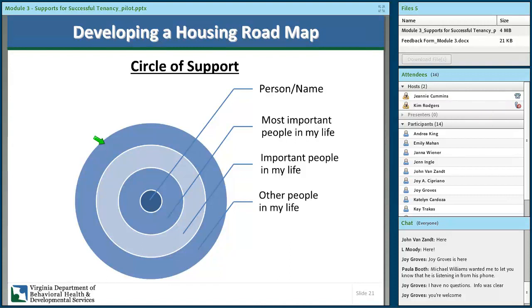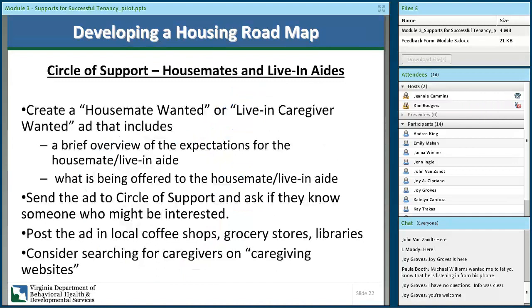And once potential candidates are identified, assist the individual with approaching people in that circle of support to see if they might be interested in being the individual's housemate or live-in aide. The FAQ for Module 3 has a link to the sample circle of support diagram that you can use.